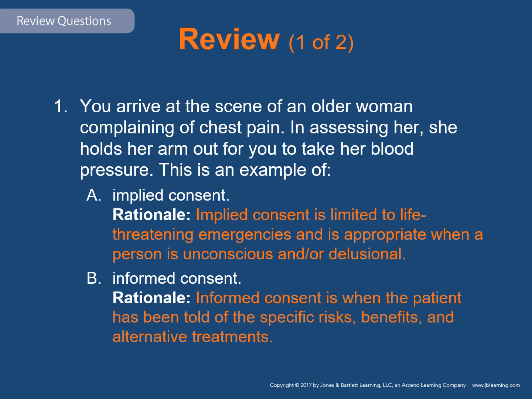Let's look at the other answers and see why they're incorrect. Let's review the question. You arrive at the scene of an older woman complaining of chest pain. In assessing her, she holds her arm out for you to take her blood pressure. This is an example of implied consent, which is A, and that is incorrect because implied consent is limited to life-threatening emergencies and is appropriate when a person is either unconscious or delusional, which is not the case here.